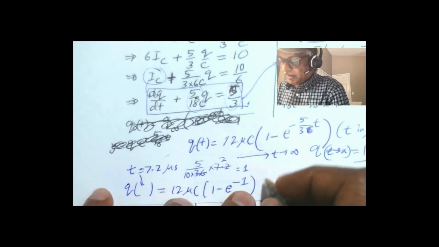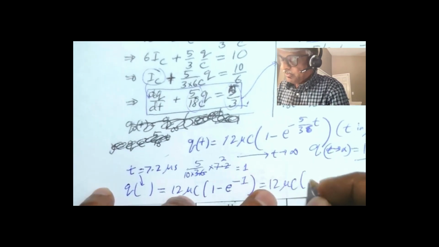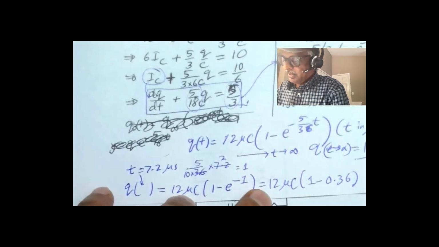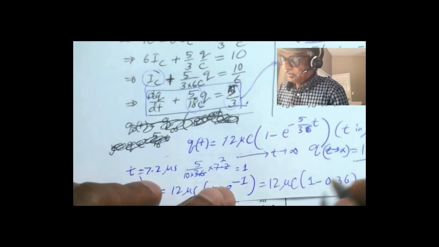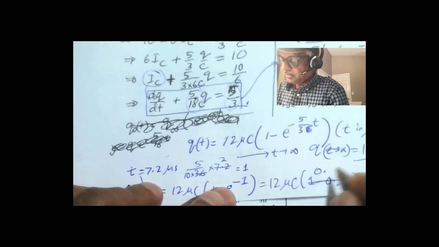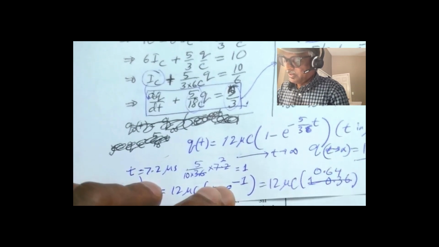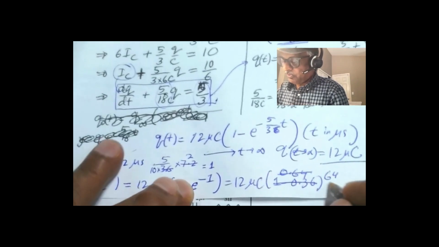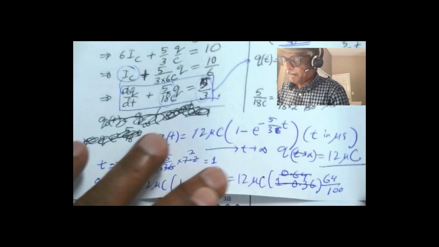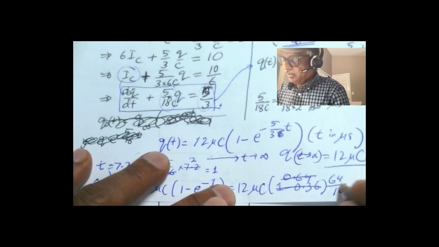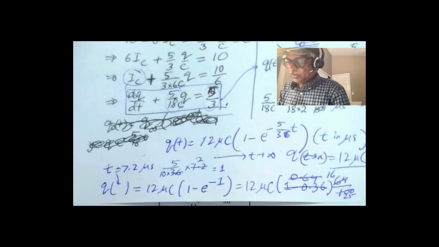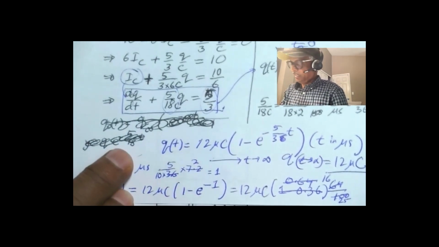So we have 12 microcoulomb times 0.36, and so this just gives 0.64, so this is 64 over 100, and you can see 16 and 25. So we just have to check whether it is 0.6 or not, right?